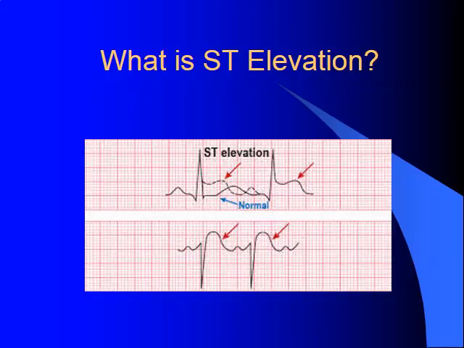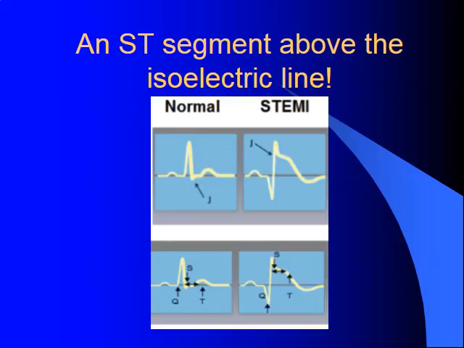ST segment elevation is just what it says. It's elevated above the isoelectric line for one reason or another, and you can see that there. And then below, we have our example of what that looks like without the normal wave superimposed on that. That's an example of ST elevation. So here, just another example of what our ST elevation is going to look like. Anything that's elevated above the isoelectric line is considered to be ST elevation.